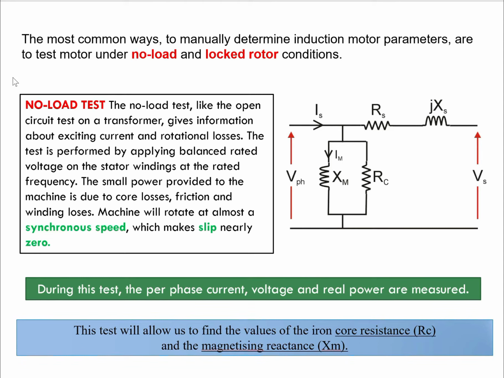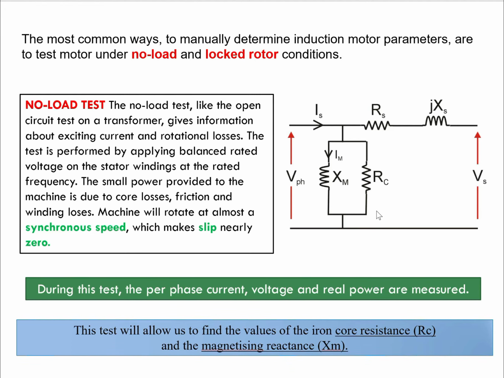So let's start with the first one. In the no-load test, it is like an open circuit test that we have done on the transformer. It gives information about the exciting current and rotational losses. The test is performed by applying a balanced rated voltage on the stator windings at the rated frequency. When I say rated, I mean the operational frequency and voltage. So when the load is operating. And the small power provided to the machine is due to core losses, friction, and winding losses. The machine in this case will rotate at almost a synchronous speed, and this makes the slip nearly zero.